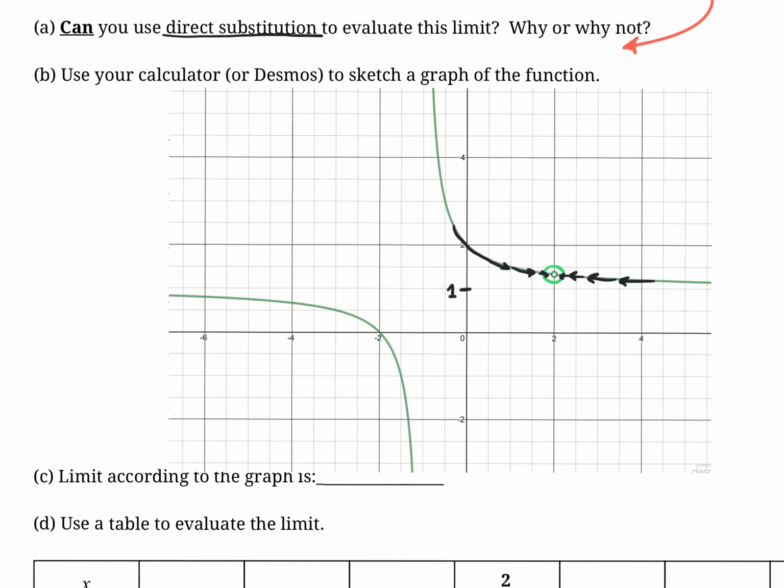So you could estimate, maybe it's 1.25, maybe it's 1 1/3, maybe it's, you figure out what your estimate is. I'm going to say, maybe it's somewhere between 1.25 and 1.33. Okay, that's a good estimate, somewhere in there.